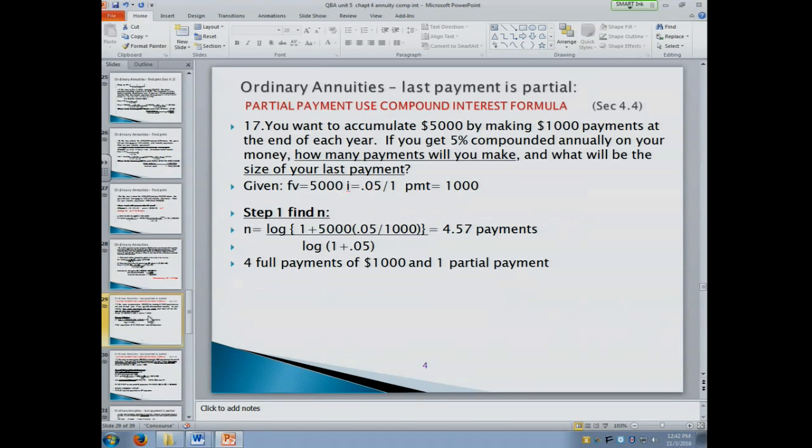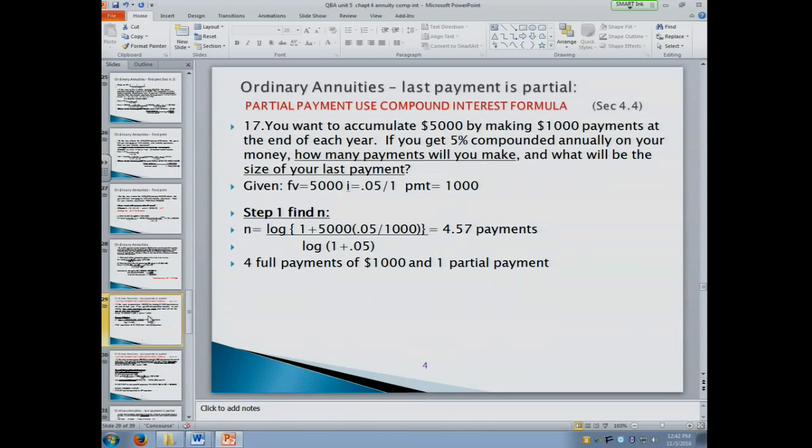Okay, let's talk ordinary annuity. Last payment is partial. You want to accumulate $5,000 by making a $1,000 payment at the end of each year. If you get 5% compounded annually on your money, how many payments will you make and what will be the size of your last payment?